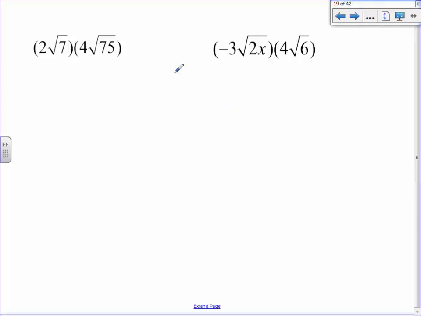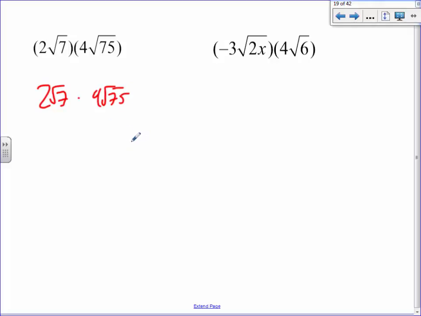And the first thing I need to point out is that this is not foiling. This is not like 2 times 4 there. This is not a binomial. The only reason why it kind of looks like that is I put it in brackets just so that you can keep them separate. But this is meant to be 2 root 7 times 4 root 75. That's what it's intended to be.